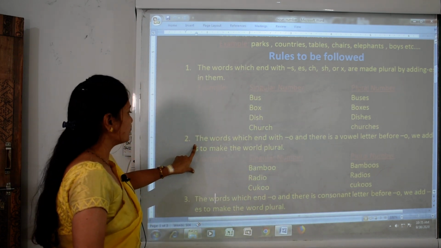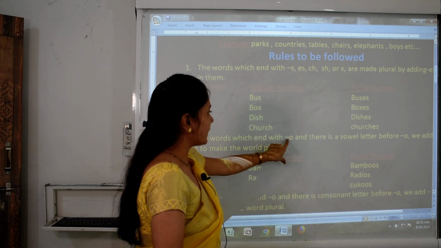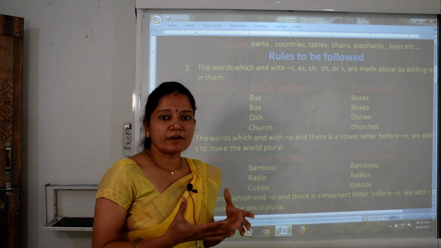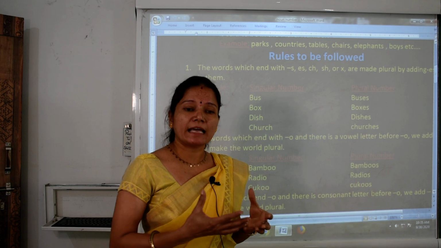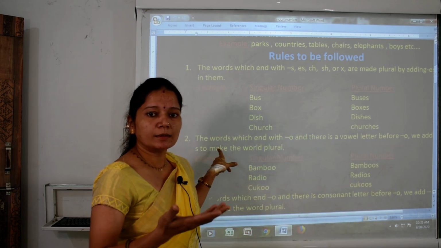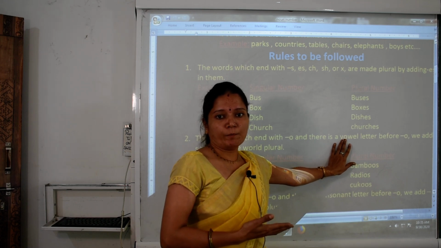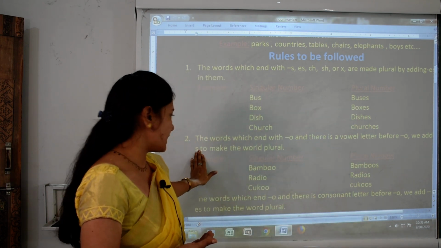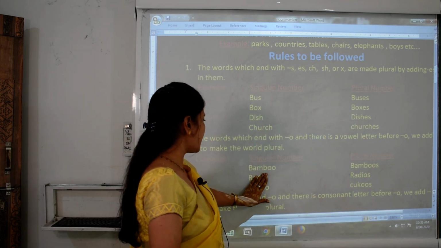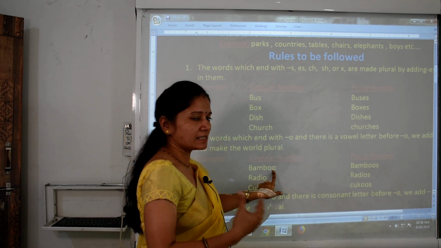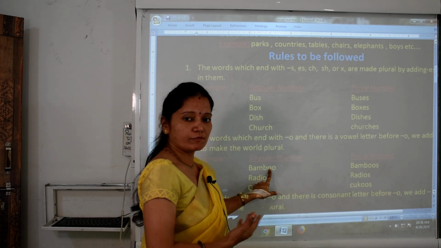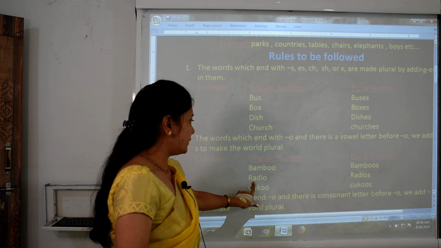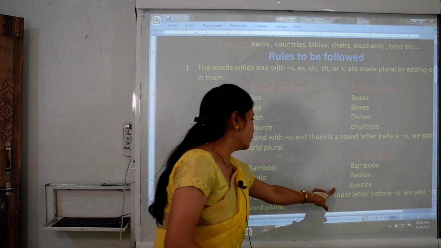Now the next, rule number 2: the words which end with o and there is a vowel before o, we add s to make the word plural. Okay, means if the word ends with the letter o, we add s to make the plural, and if there is a vowel before o, and vowel means a, e, i, o, u, then we add s to make the plural. Let's see the examples: bamboo. Here, as you can see, the last letter is o and before o there is a vowel o. So we add s, then bamboo will become bamboos. Radio, radios. Cuckoo, cuckoos. Okay.